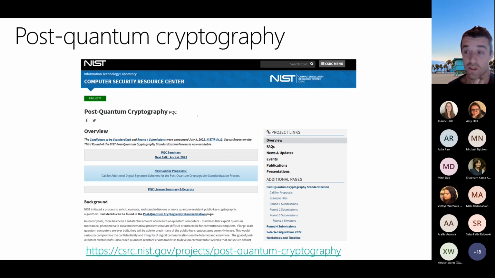In the new call for proposals, they've said we're opening the door for new submissions of digital signature schemes. And one of the signature schemes that will be submitted is a scheme called SkiSign, that is based on isogenies and whose efficiency depends on the problem that we're looking at in this talk.